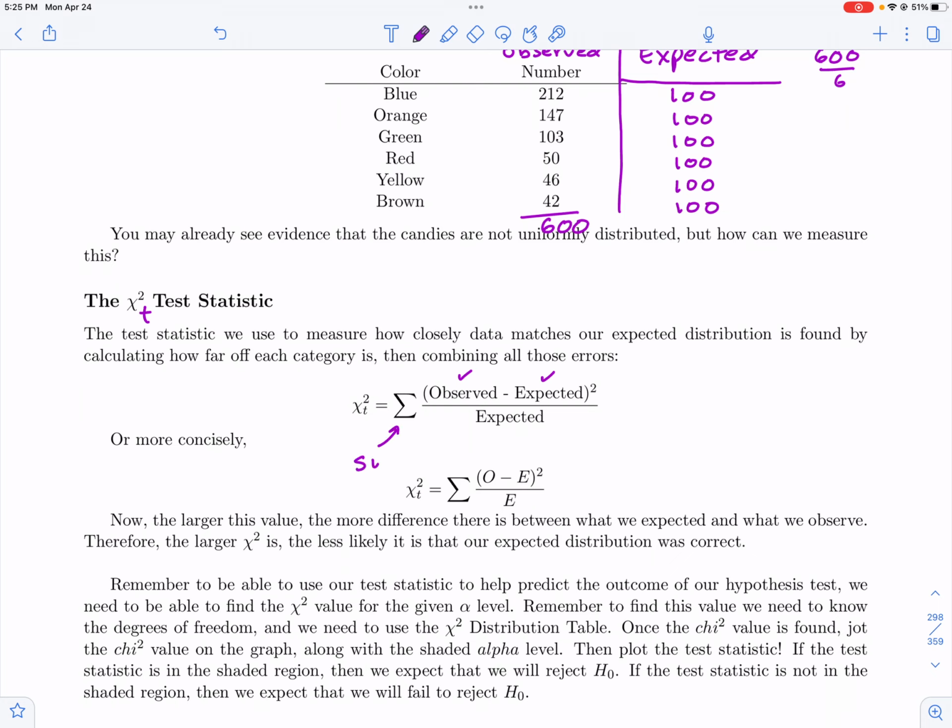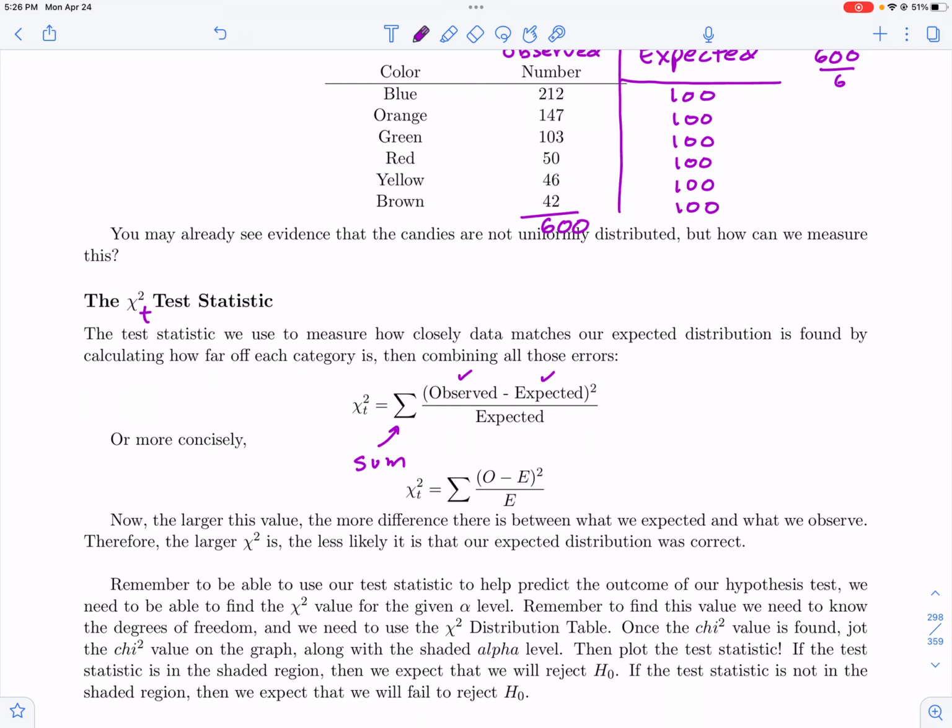So remember, this is our big sum sign. So it's a lot of work. It sounds like a lot of work, but I'm going to show you some calculator tricks that are going to make our life much, much easier and allow us to find these test statistics in a much, much quicker way.